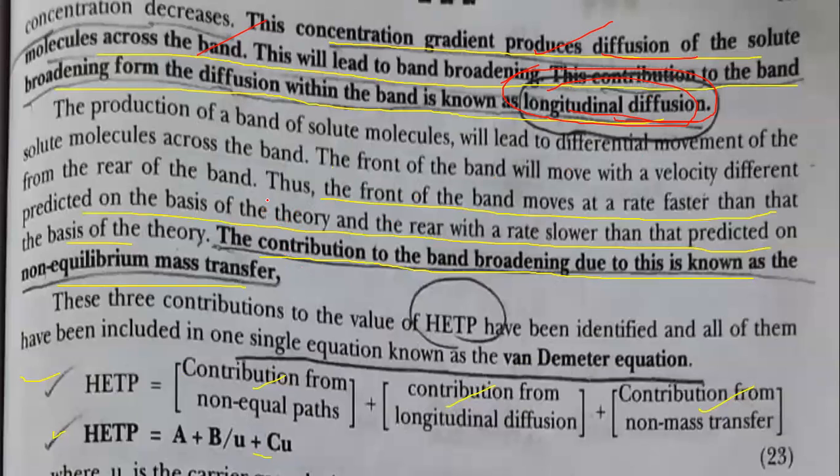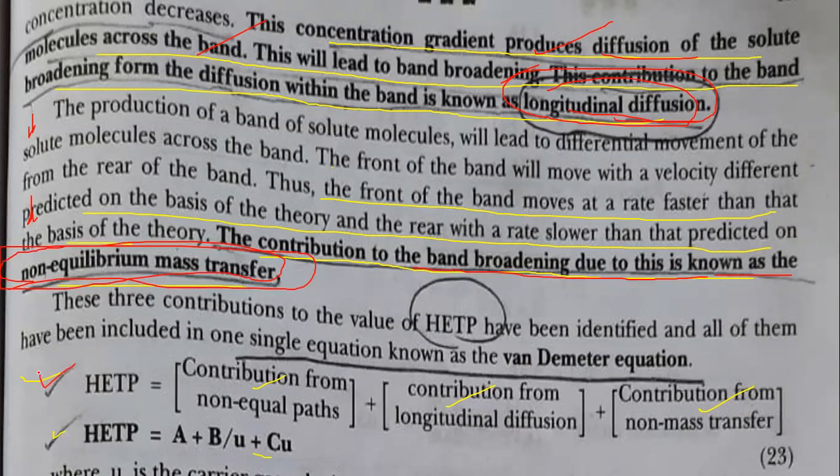Okay, है ना. The front of the band will move with the higher velocity, while the rear moves with the low velocity. Okay, the front of the band moves at the faster rate, and the rear moves with the slower rate. Okay, and this is predicted on the basis of theory. So the contribution to the band broadening due to this is known as a non-equilibrium mass transfer. This is called non-equilibrium mass ट्रान्सफर. मास ट्रान्सफर जे होत आहे ते इक्विलिब्रियम मध्ये होत आहे का नाही. मागून येणारा मॉलिक्यूल आहे त्याचा स्पीड वेगळा आहे, फ्रंट मॉलिक्यूलचा स्पीड वेगळा आहे, है ना.